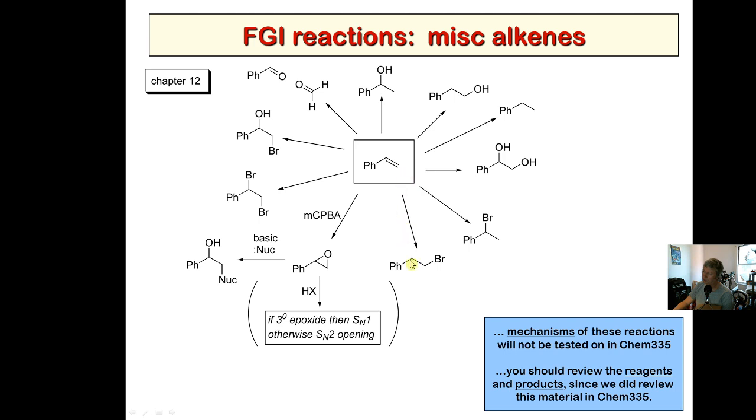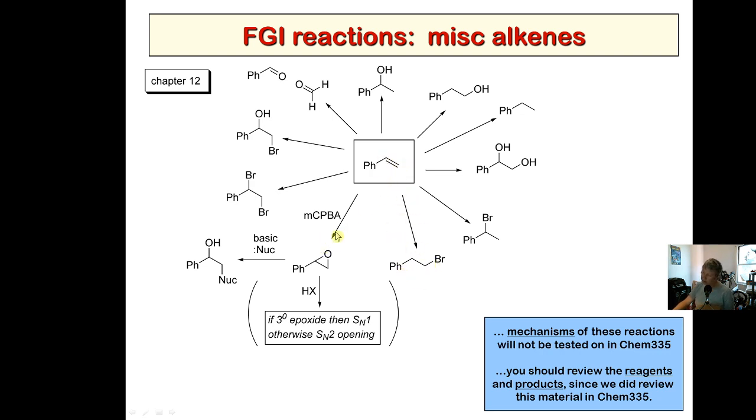Anti-Markovnikov bromination. This is HBr with peroxides. It's a radical reaction. This other one is a carbocation reaction, and that's why the Br goes to the stabilized carbocation position. This is a radical reaction, a totally different mechanism, and it puts the Br at the end.